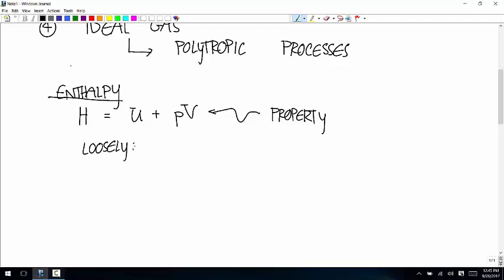But loosely, you can have sort of an intuitive idea of what enthalpy is by thinking of it as the internal energy of your system. Plus, if you think of that PV term, you can think of it as sort of like the work that's required to force your system into its surroundings. Okay, so it's the internal energy of your system plus the work required to put your system in its surroundings.